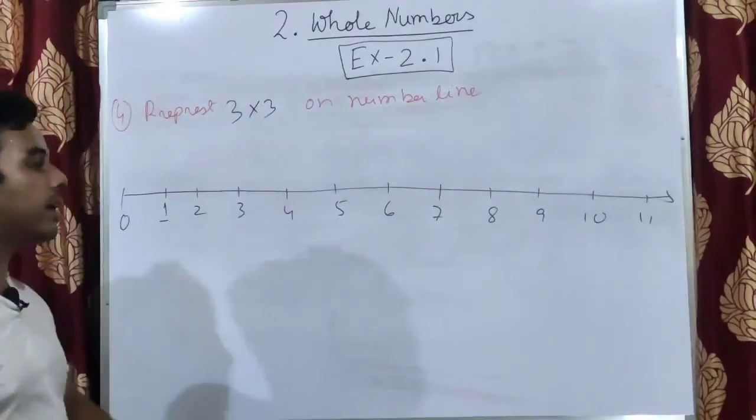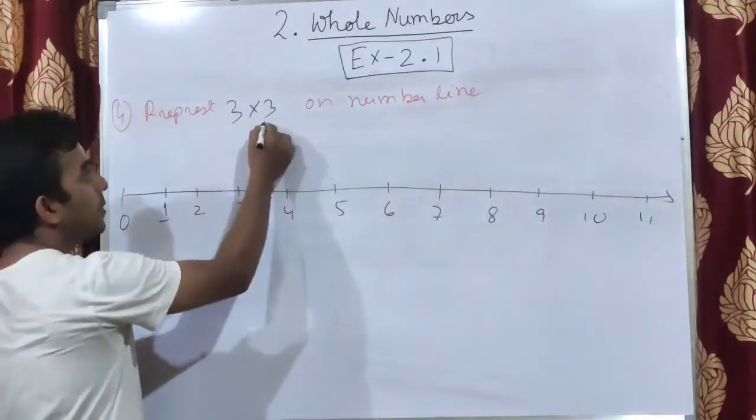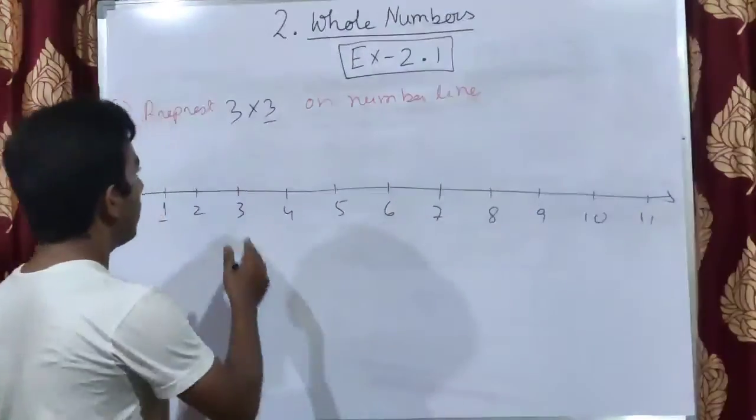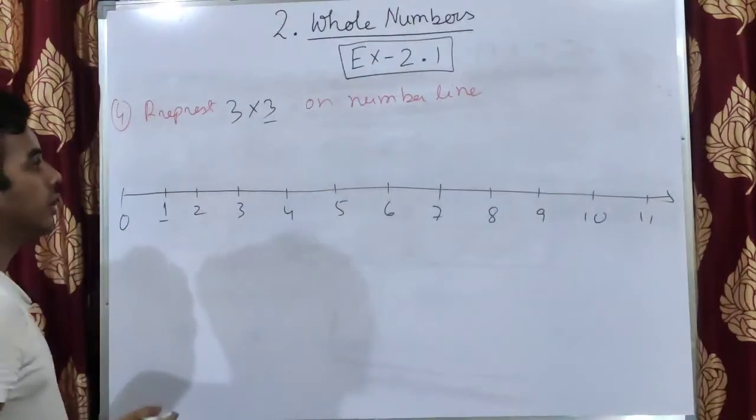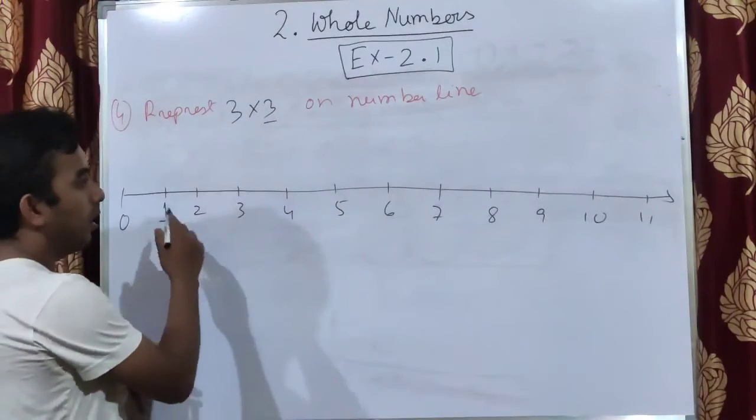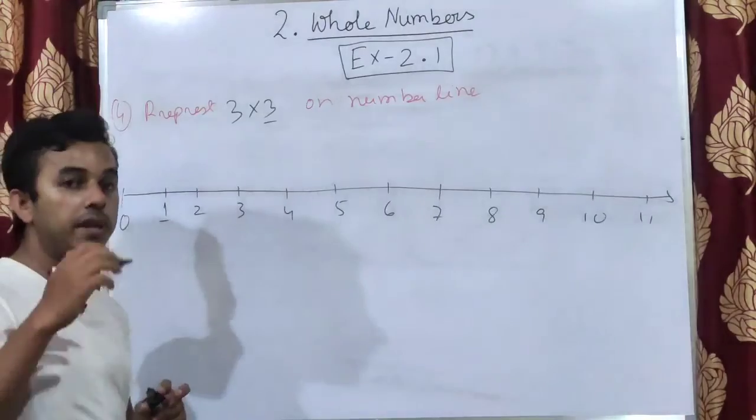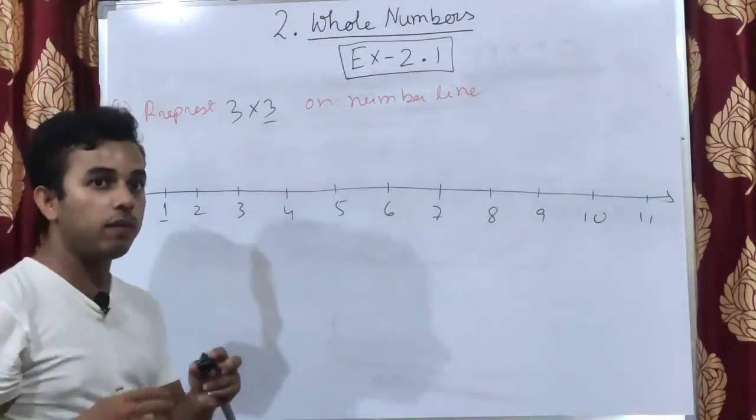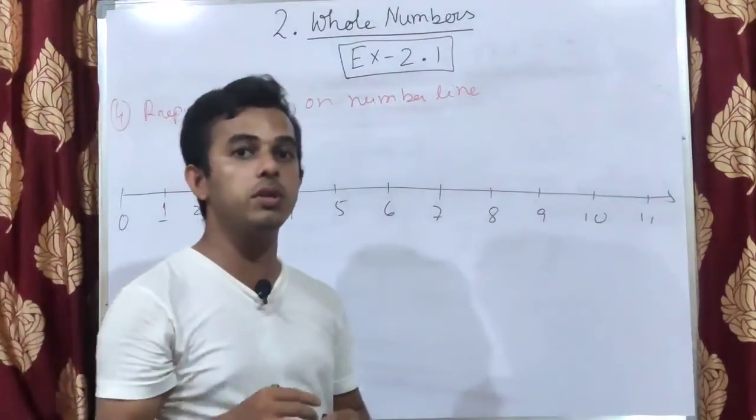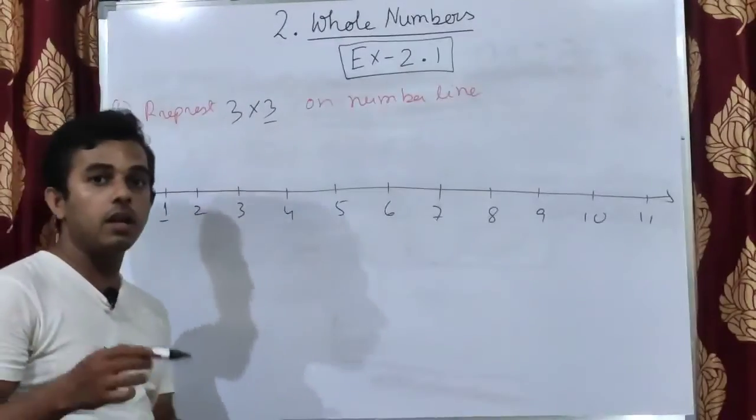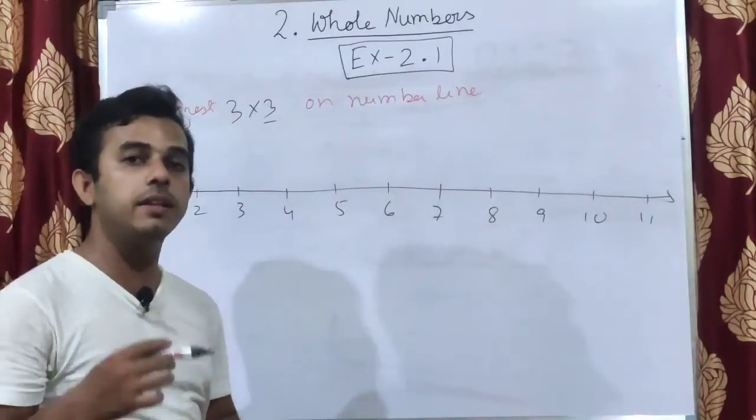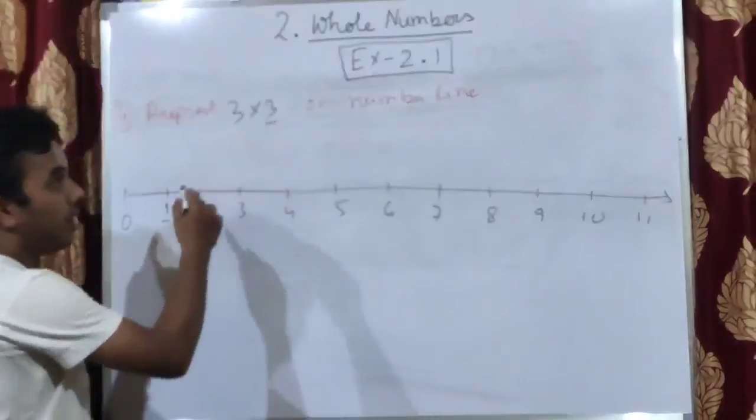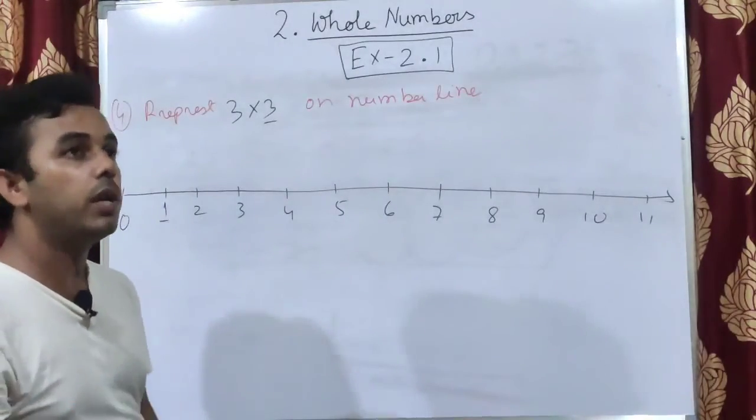This first number represents the length of the unit, and this represents how many times. So the length of the unit is 3, and we will jump 3 times. The length of our jump will be 3 units. That means when we jump, the length of our jump will be 3 units, and we will jump 3 times.